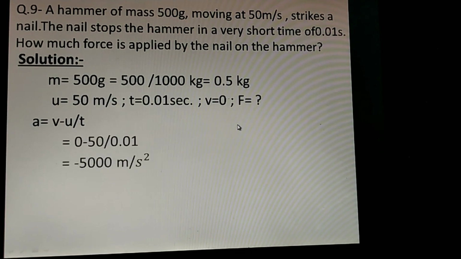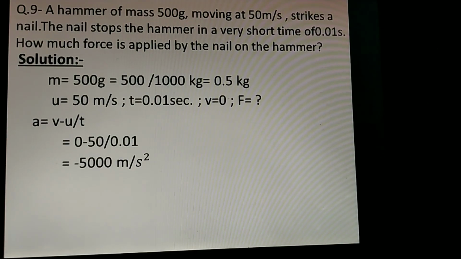Then according to the formula, A equals V minus U upon T. Again we have to find out force, and the formula of force is F equals ma. So the value for mass is given in the question but the value for A is not given. So we first found the value for A, which we did from V minus U upon T. We put all the values and after solution we will get minus 5000 meter per second square.